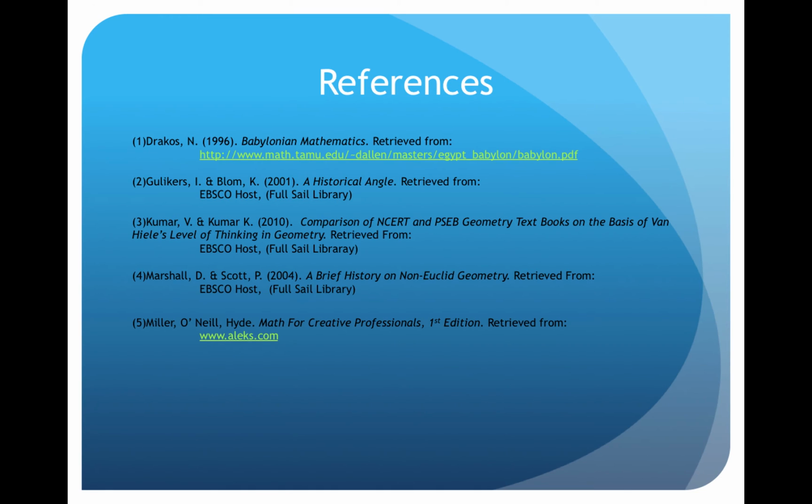Number 3 is the comparison of NCERT and PSEB geometry textbooks on the basis of Van Hiele's level of thinking in geometry, and that was also retrieved from EBSCOhost in the Full Sail Library. Number 4 is a brief history on non-Euclidean geometry, and that was retrieved from EBSCOhost in the Full Sail Library. Number 5 was our textbook, and that's where I retrieved all the formulas from for my examples, and that was retrieved from alex.com.